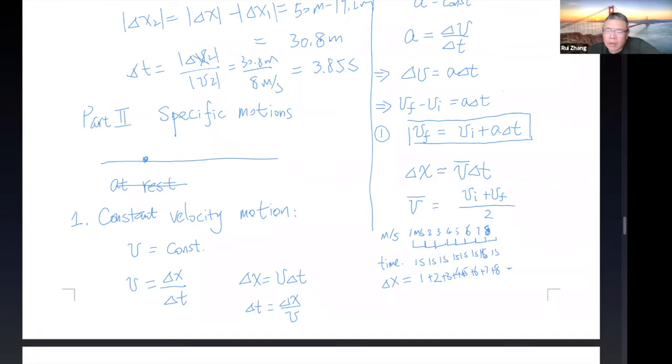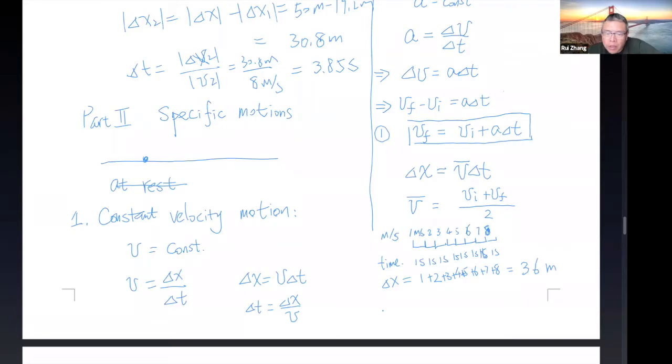You add them together. 1 plus 8 is 9, 2 plus 7 is 9, 3 plus 6 is 9, 4 plus 5 is 9. So you have four 9s, which gives you 36 meters.